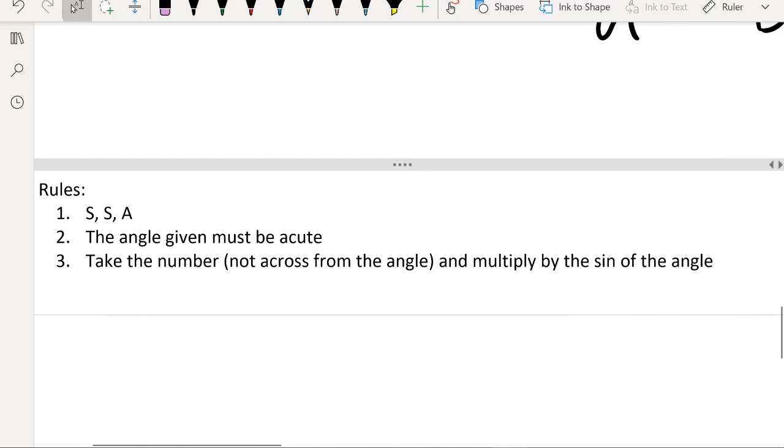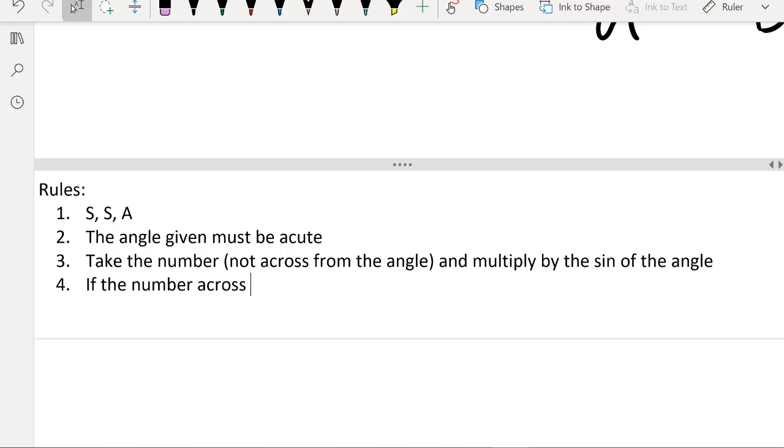Okay, and that number, so this is kind of rule 3, is kind of a step and not a rule. But once you get that number, then here's the rule. If the number across from the angle is less than the number in step 3, no triangle.